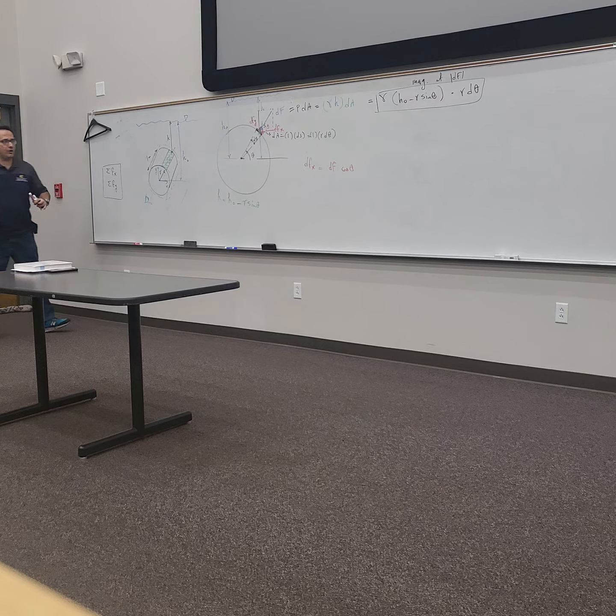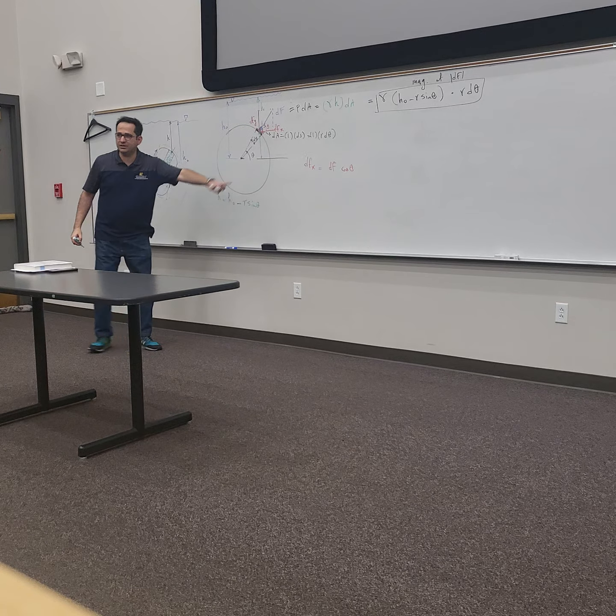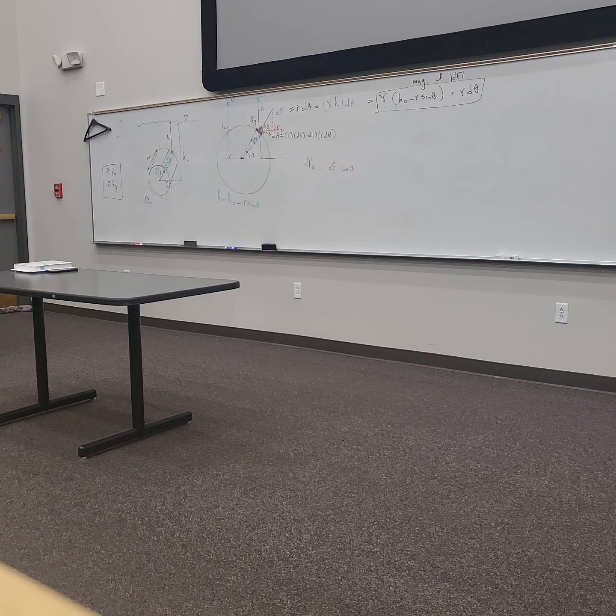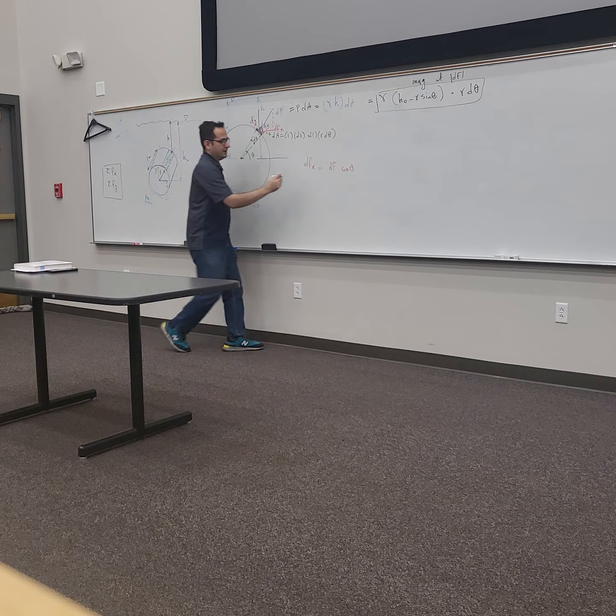Then the X component acting on that element, dFx, is dF cosine theta. But something is missing here. Can you tell me? It should be negative, right? Because you see the X component going this way. So there is a negative here.